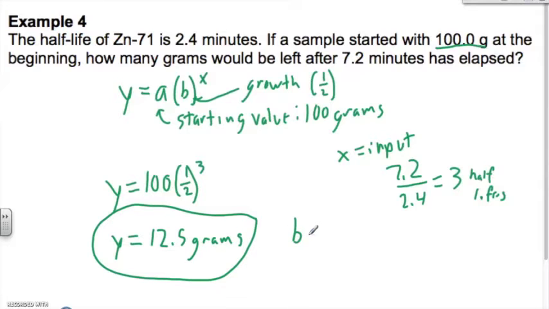Alright, just one final reminder to make sure that this is stuck with you. In a half-life problem, b will always equal 1/2.